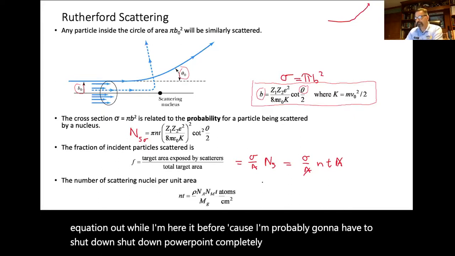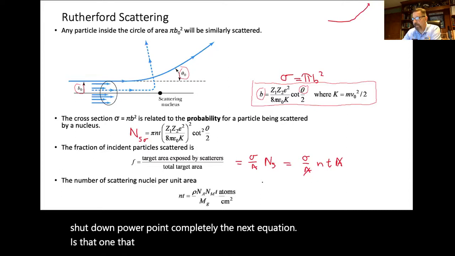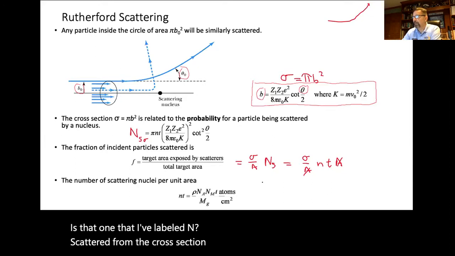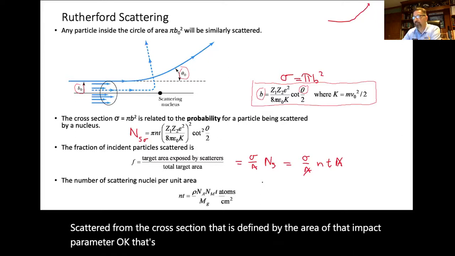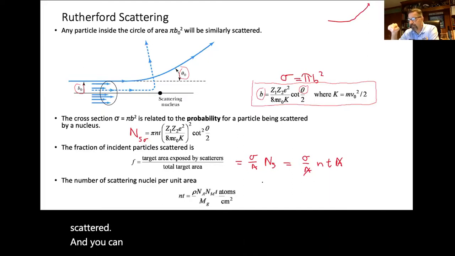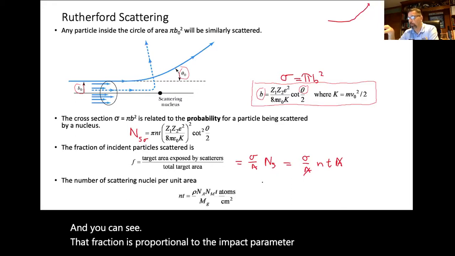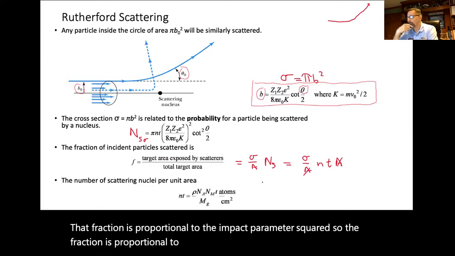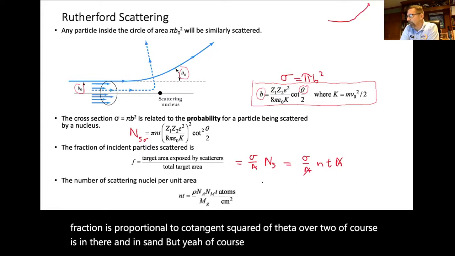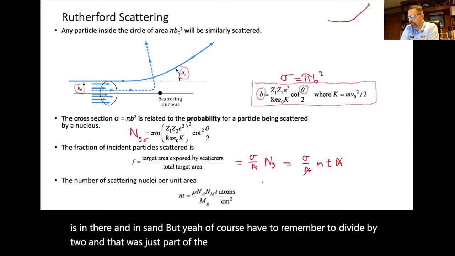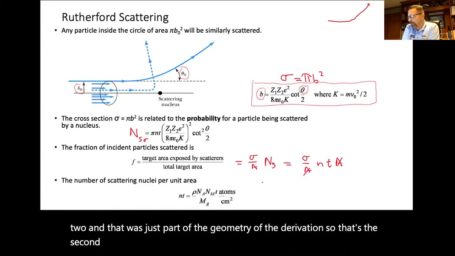The next equation is the one that I've labeled n scattered, from the cross section that is defined by the area of that impact parameter. That's referred to as the fraction of incident particles scattered. And you can see that fraction is proportional to the impact parameter squared. So the fraction is proportional to cotangent squared of theta over 2, of course, is in there. I didn't say it, but of course, you have to remember to divide by 2. And that was just part of the geometry of the derivation. So that's the second equation that you have to come to grips with.